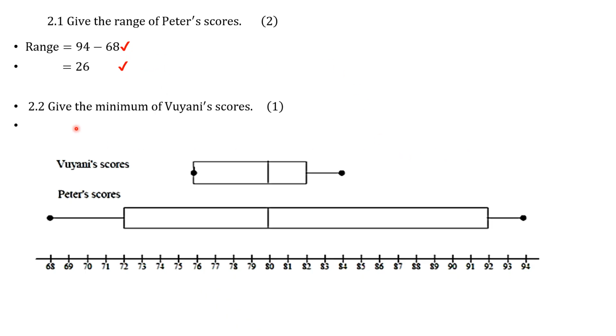Right, give the minimum of Vuyani's scores. So there, that dot is where the whisker is for the minimum. So the minimum there is 76. That's where it starts. The minimum and quartile 1 are actually the same here, which is 76. So minimum score equals 76, 1 mark. Right, let's look at the last question.